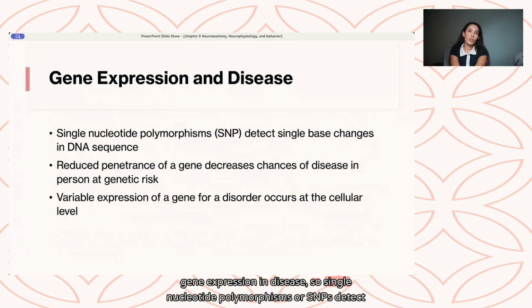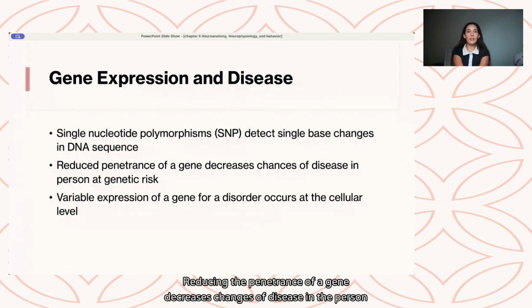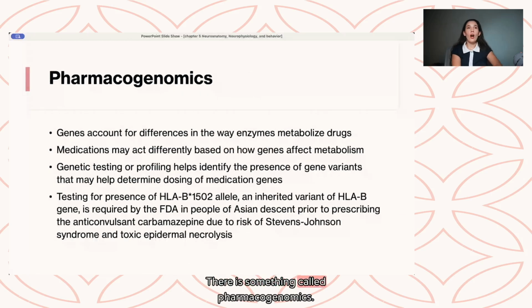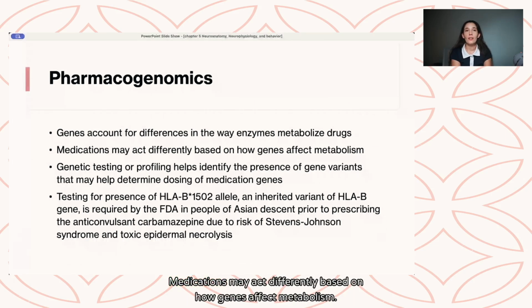Gene expression in disease. So single nucleotide polymorphisms, or SNPs, detect single base changes in DNA sequences. Reducing the penetrance of a gene decreases chances of disease in the person at genetic risk, and variable expression of a gene for a disorder occurs at the cellular level. There is something called pharmacogenomics, where genes account for differences in the ways that enzymes metabolize drugs. Medications may act differently based on how genes affect metabolism. This is why medications work for some people and not for others.